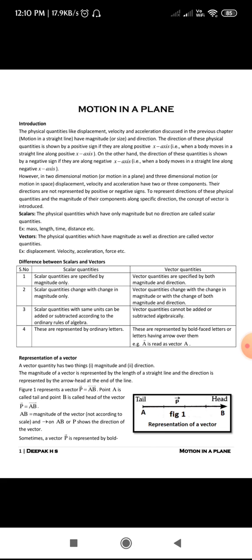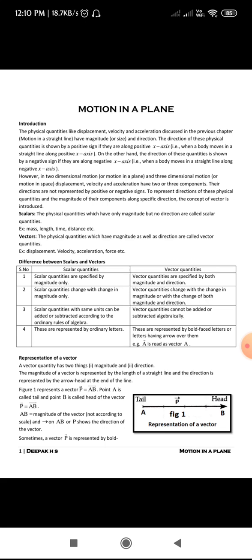So as you know, in the Motion in a Straight Line chapter, we have just gone through displacement, velocity, and acceleration, right? So this displacement, velocity, and acceleration has both magnitude and direction, correct? So we said that if the body is moving along the positive x-axis, we have taken the sign convention as positive, right? Similarly, when the body is moving along the negative x-axis, we have taken it as negative, right?